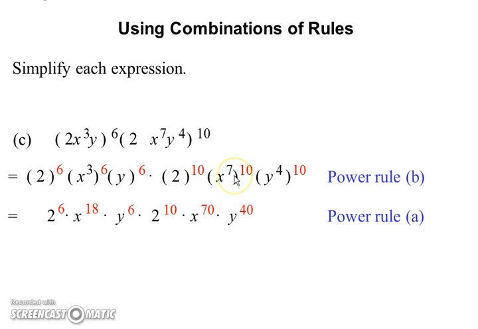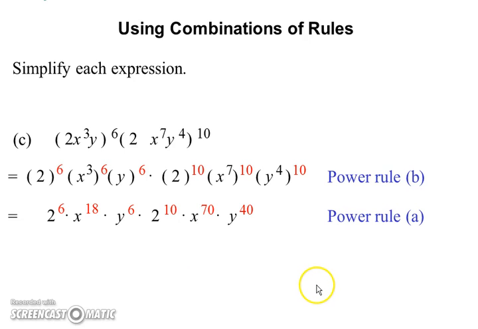Now look at this one. We have x to the 7th raised to the 10th. Multiply your exponents. 7 times 10 is 70, so we get x to the 70th power. y to the 4th raised to the 10th, we get y to the 40th power. So now we've simplified further, but are we done yet?